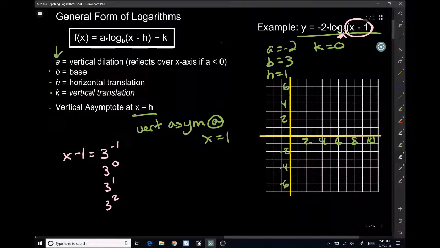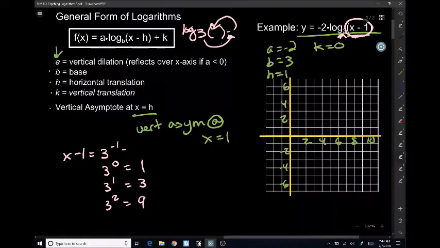The idea here is I'm going to at some point be doing the conversion. 3 to something equals the number inside the input here. I want 3 to some power to come out to those numbers. So I want this x minus 1 to equal numbers like 9 and 3 and 1, because those are all powers of 3, or a third. So if I want x minus 1 to equal 1/3, then I really want x to equal 4/3. What I did is I added 1 to both sides.